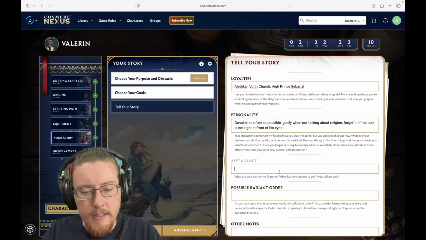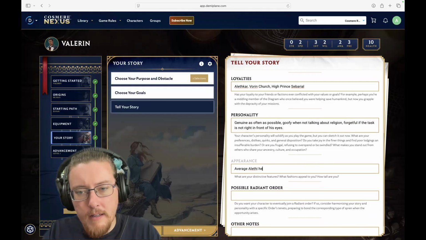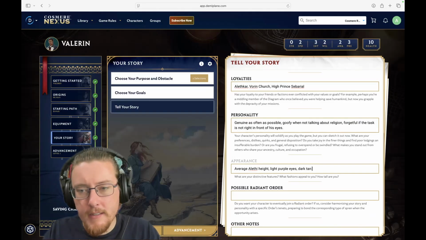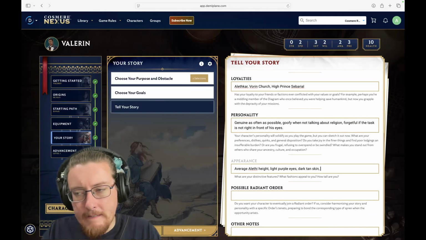Appearance, average Alethi height. Let's go for light purple eyes, dark tan skin because he's Alethi. And then we'll say that he has well kept long brown hair that he often wears in a bun.